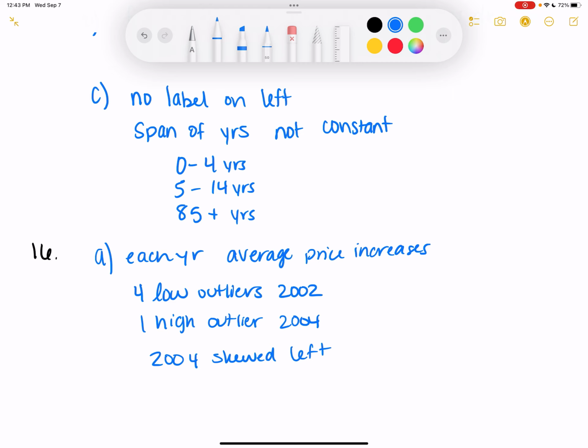Wait a second. I said that backwards, didn't I? Hold on. Let's just back up here for a second. Yes, the numbers need to go in order. I was looking at it upside down. Okay, yes. So if that's the case, then you said 2004 was skewed right. Yes. Okay. I still give you a cookie point, though.